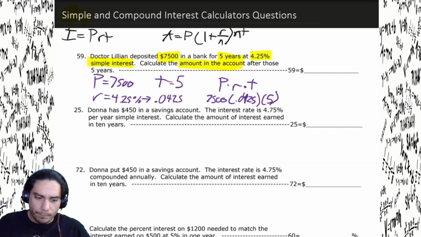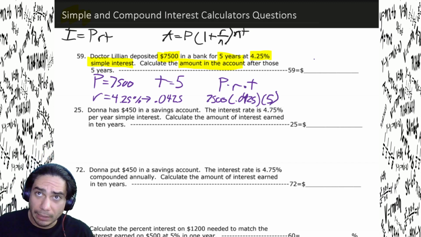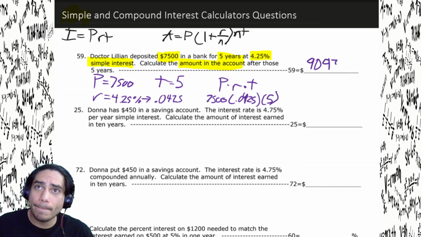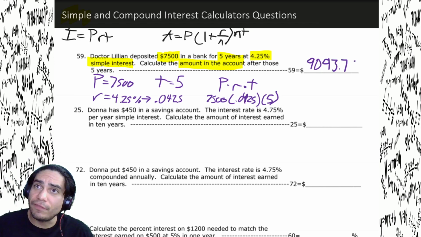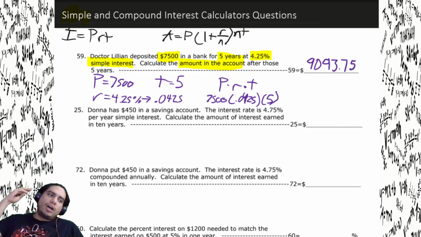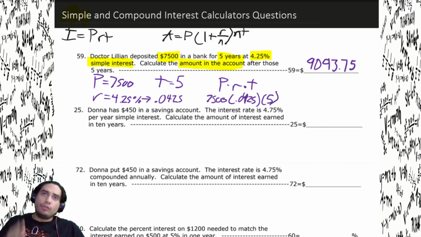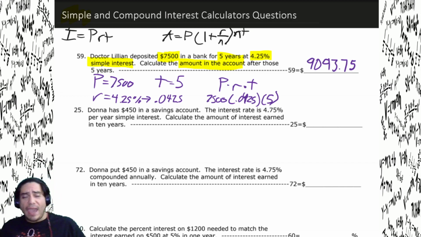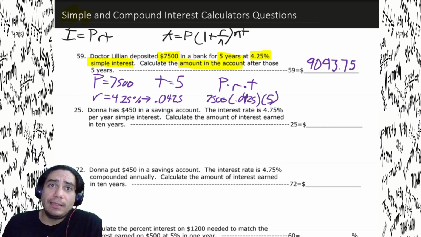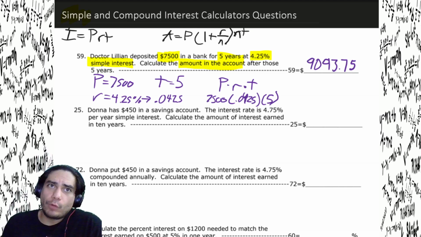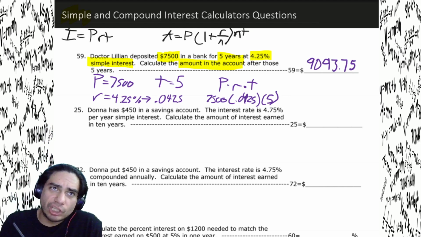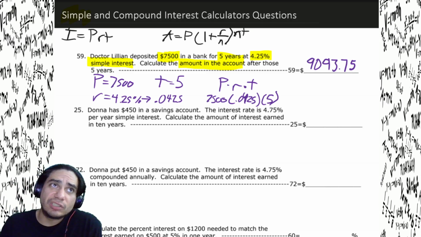So now it seems like my answer is $9,093.75. Okay, so for our accumulation, our accrued amount A, the total amount in the account, well, we had to add the principal back. And if we're adding the principal at the end, we could actually derive ourselves a new formula for simple interest.